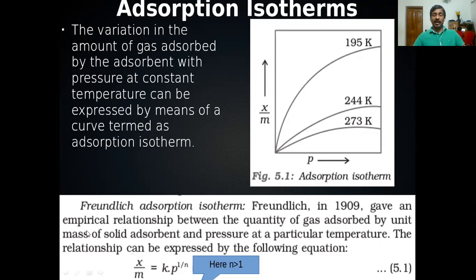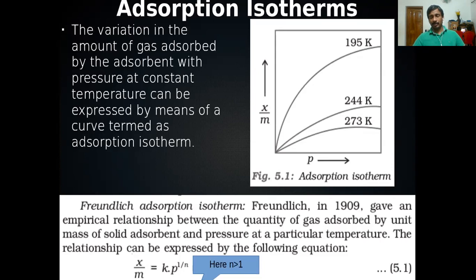Freundlich in 1909 gave the empirical relationship between the quantity of gas adsorbed by unit mass of solid adsorbent and pressure at a particular temperature. That is expressed as x by m is equal to kp raised to 1 by n, where n is greater than 1. How can you verify this adsorption isotherm? For the verification, is it correct or not? We are checking whether this Freundlich adsorption isotherm equation we got is correct.